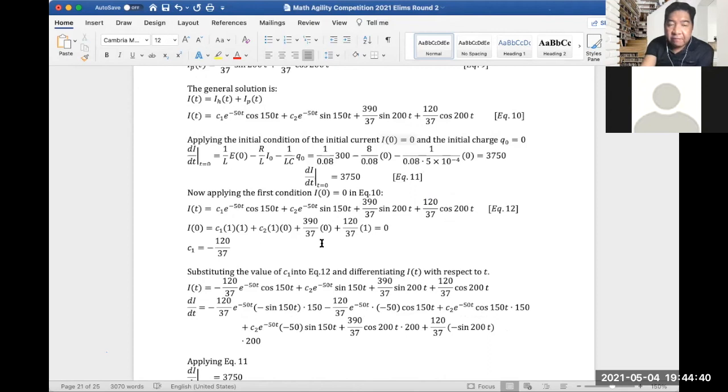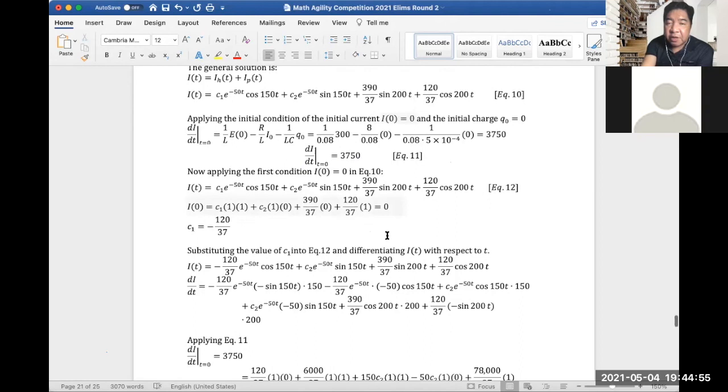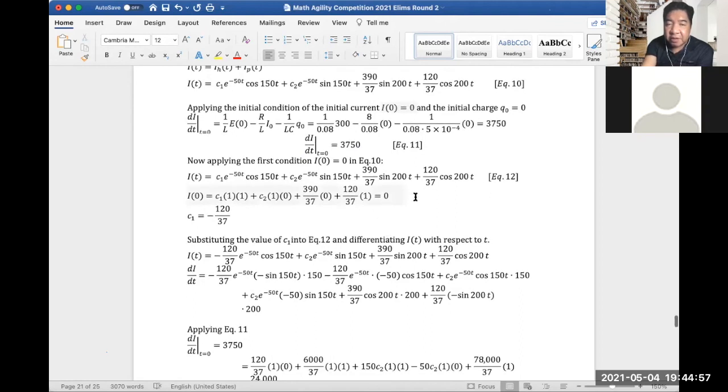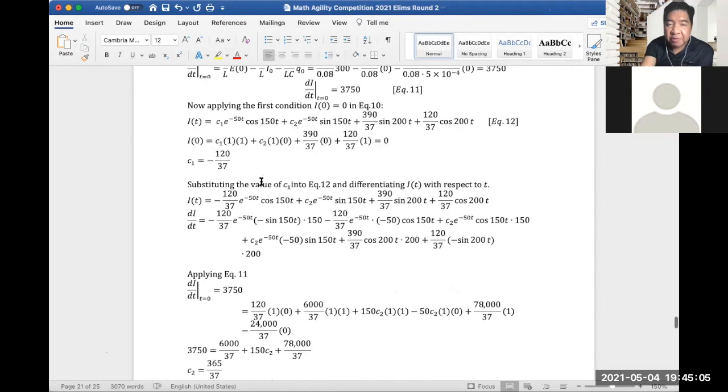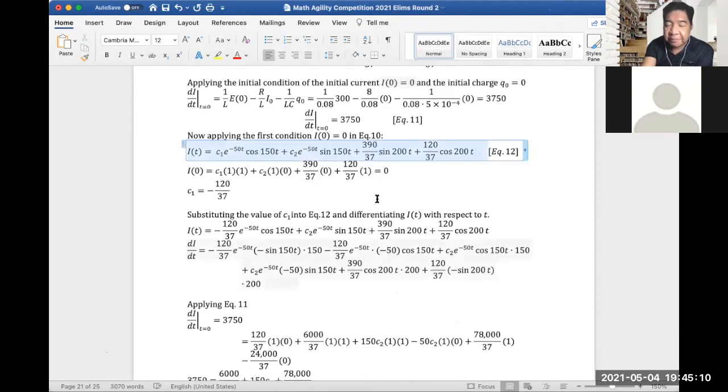So we can solve: I sub 0 equals c sub 1 times 1, plus c sub 2 times 0, plus 390 over 37 times 0, plus 120 over 37 times 1, equals 0. And we will be able to solve c sub 1. So the next thing to solve is c sub 2, right? So substituting the value of c sub 1 in equation 12, which is this.